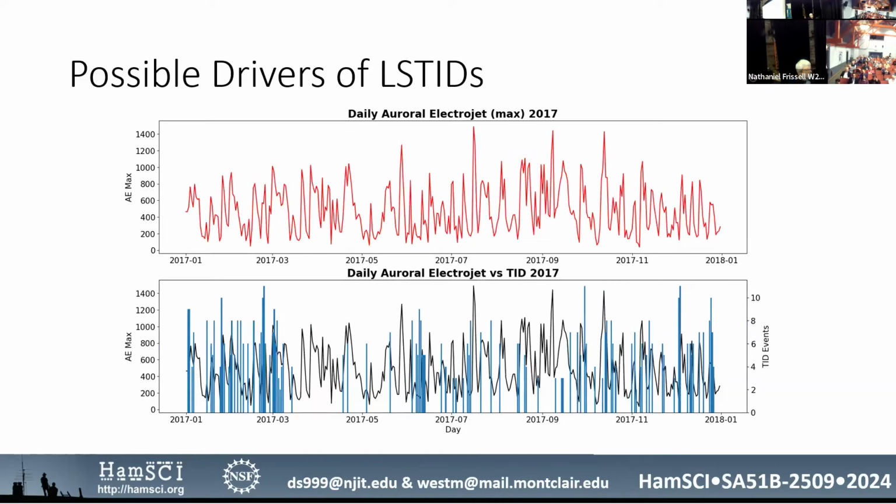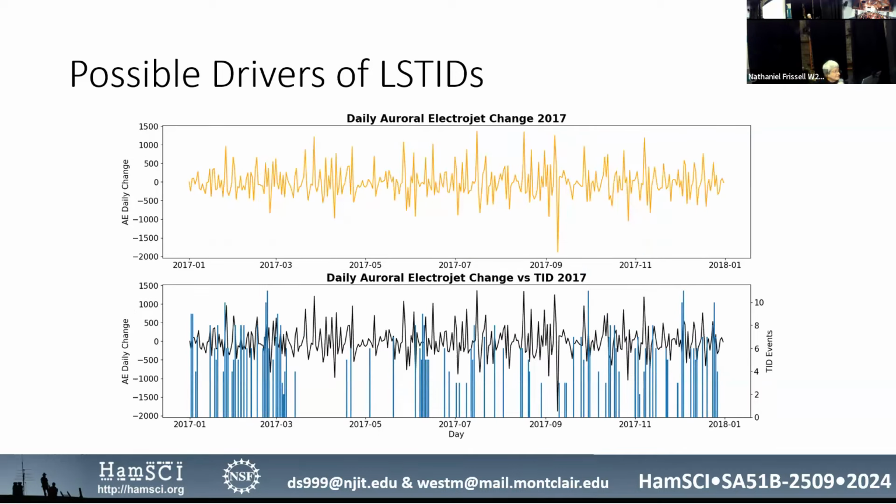Here's another one, the auroral electric jet. And it goes up and down quite a lot. Not so sure what it's really doing, but it's certainly not helping in the middle of the summer. That may help out in January, February, though. This one is the auroral electric jet change. And, well, no, but it's exciting to look at anyway.